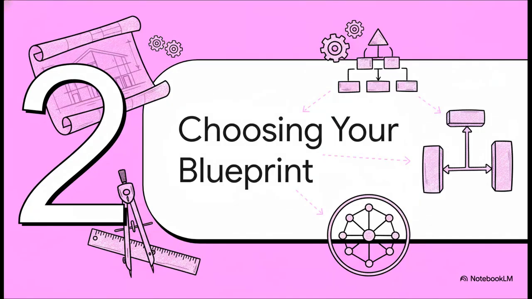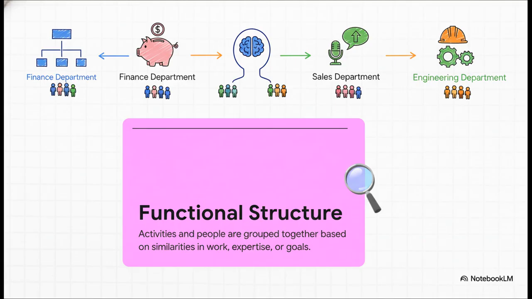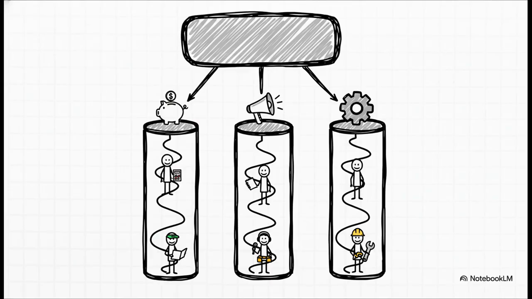So, as the architect here, your first huge decision is picking a fundamental blueprint for that skeleton. And look, there are a ton of variations out there, but most organizations are really built on one of three common types. First up is the blueprint you've probably seen the most, the functional structure. It's pretty straightforward. You just group people by what they do. So you've got a finance department, a sales team, an engineering team, and so on. This setup is absolutely perfect for developing deep, specialized expertise in something and keeping things stable.